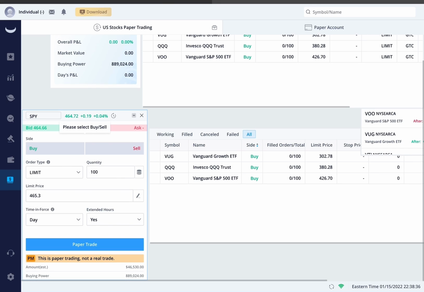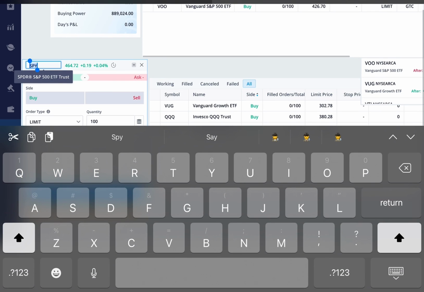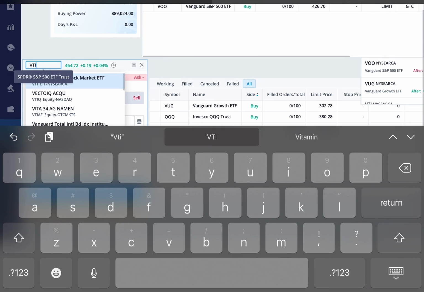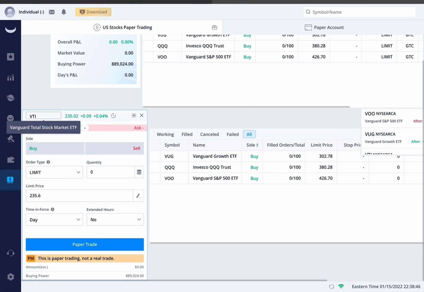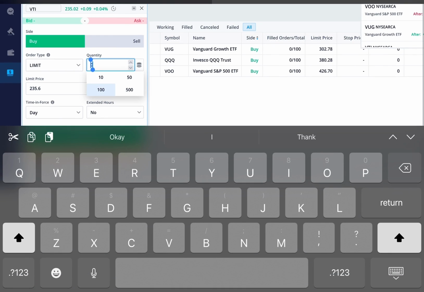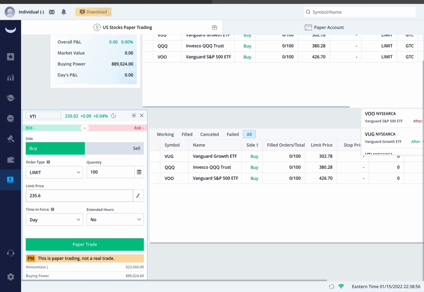Let me see what's going on. So the next one I'm going to do is VTI, and that's another Vanguard. It's going to be buy, limit, 100. Okay, choose 100 here. 235.60 is the price. GTC, and click on yes here and go ahead and paper trade.